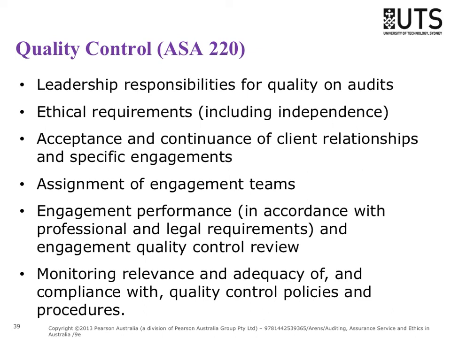So ASA 220 says that we have to have quality control. There has to be somebody in charge. That is usually our audit partner. All right, but everybody gets involved in ensuring that all of our documentation is done correctly. We work as a team to brainstorm on what could be fraud. We think about our ethical requirements in APES 110.